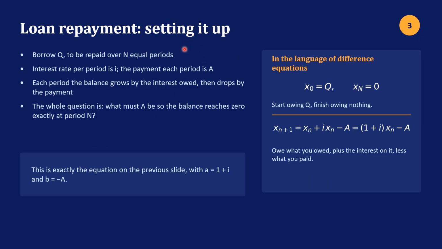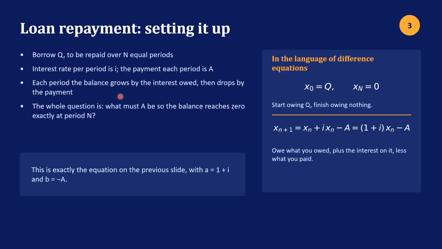Our example is a loan repayment. First we'll set it up, and then we'll give you a general solution. So the amount borrowed is Q, and it's to be repaid over n equal periods. The interest rate per period is I. The payment each period is A. Each period, the balance grows by the interest owed, then drops by the payment.